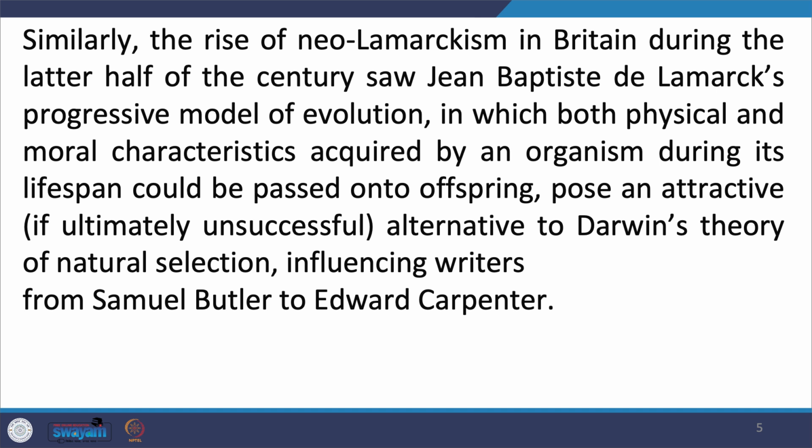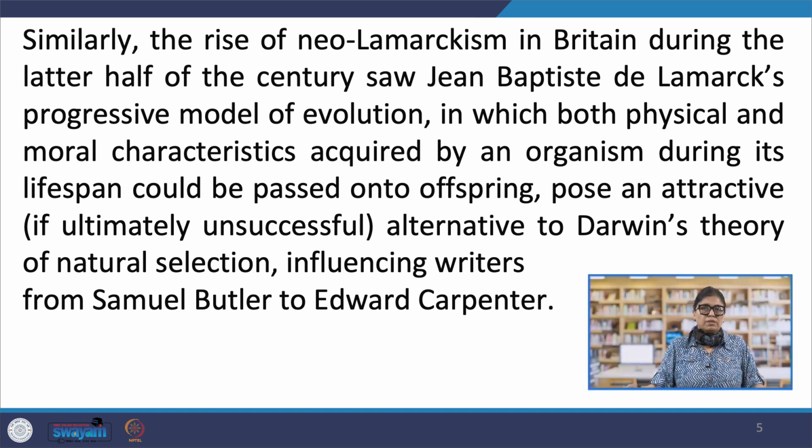Similarly, the rise of neo-Lamarckism in Britain during the latter half of the century saw Jean-Baptiste de Lamarck's progressive model of evolution, in which both physical and moral characteristics acquired by an organism during its lifespan could be passed on to offspring, pose an attractive, if ultimately unsuccessful, alternative to Darwin's theory of natural selection, influencing writers from Samuel Butler to Edward Carpenter.